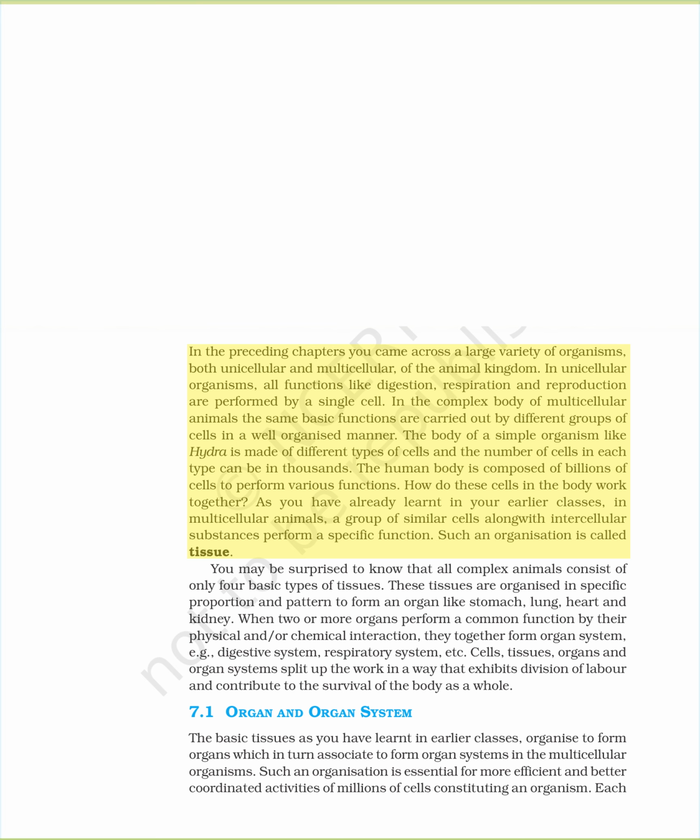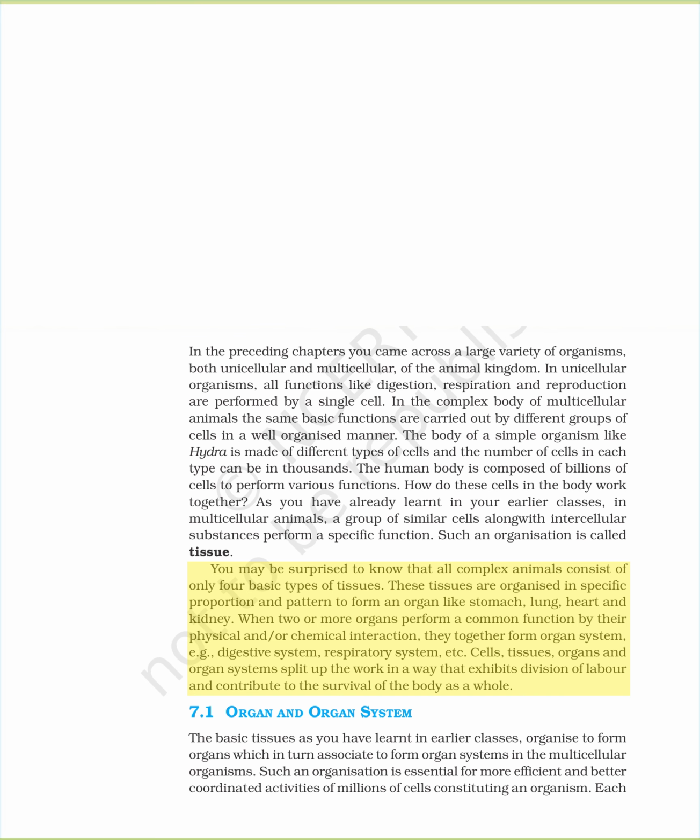number of cells in each type can be in thousands. The human body is composed of billions of cells to perform various functions. How do these cells in the body work together? As you have already learned in your earlier classes, in multicellular animals, a group of similar cells along with intercellular substances perform a specific function. Such an organization is called tissue.